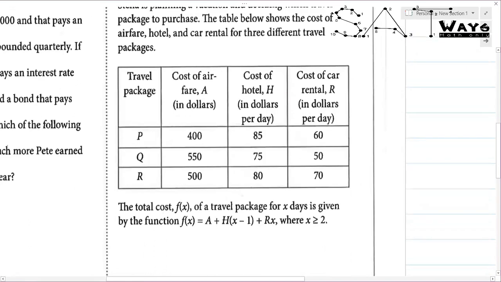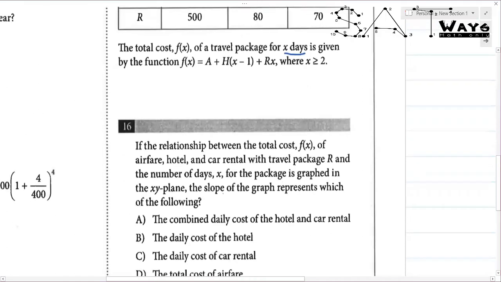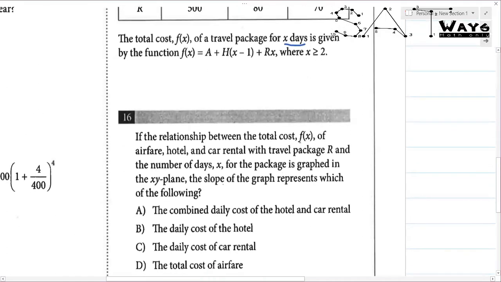The total cost f of x of a travel package for x days is given by the function f of x equals A for cost of airfare, and H for the cost of the hotel, and R for the cost of rental, so it's Rx, and x is the number of days. If the relationship between the total cost f of x of airfare, hotel, and car rental with travel package R and the number of days x for the package is graphed in the xy plane, the slope of the graph represents which of the following?